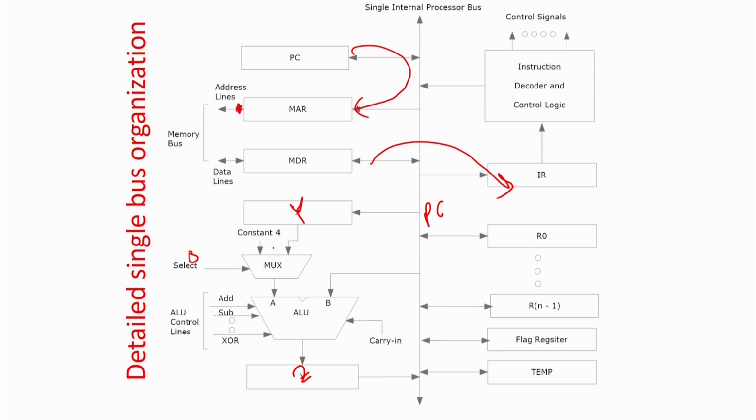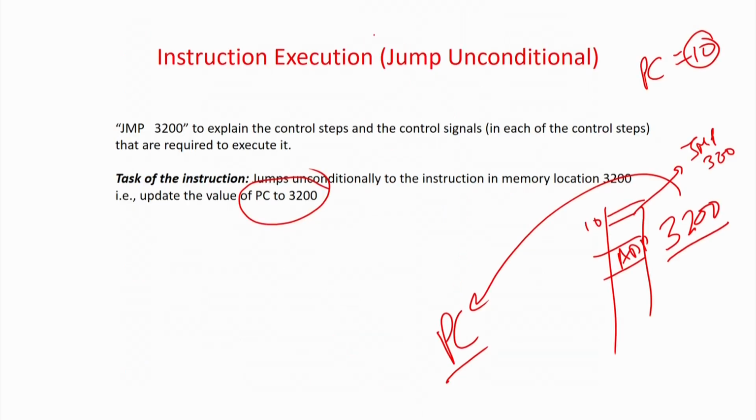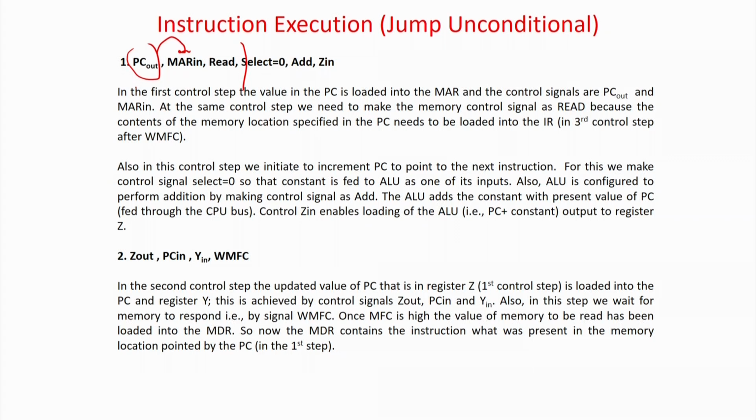So constant 1 or 4, depending on the instruction size, is there, and we are making Z in. That means here you have PC plus constant, that is 4 or whatever. That value is ready, and whenever we say Z out, it means it is ready. So in the second stage we will dump it over the PC. That is going to happen. So the program counter value will go to the memory address register, read it, select 0 means keep the constant to be added, add is the mode, and Z in means the output of the ALU will be stored in Z.